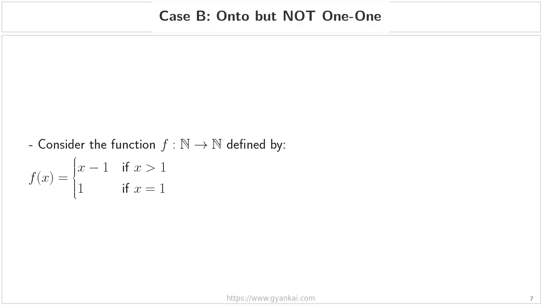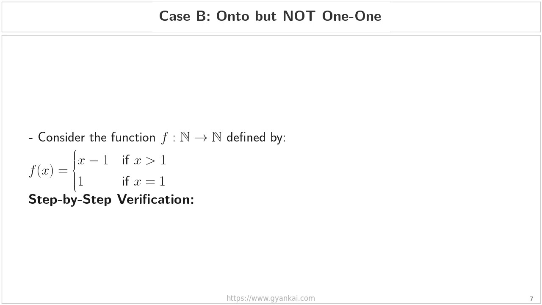Case B, onto but not 1-1. Now that we have seen a case where a function is 1-1 but not onto, let us examine the opposite scenario, a function that is onto but not 1-1. Consider a function mapping the set of natural numbers to the set of natural numbers. This is a piecewise function defined as follows. If x is greater than 1, the function is x minus 1. However, if x equals 1, the function is simply equal to 1.